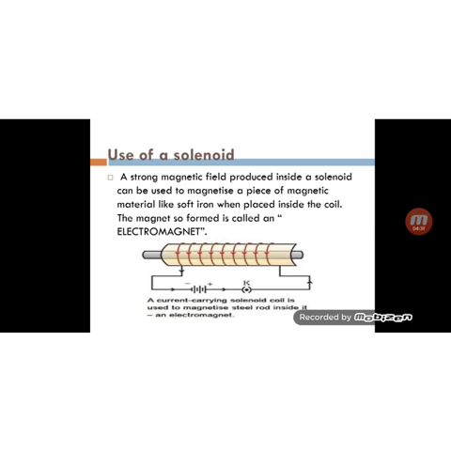A strong magnetic field produced inside the solenoid can be used to magnetize a piece of magnetic material like soft iron when it is placed inside the solenoid. Suppose you take a piece of soft iron, insert it inside the core of the solenoid and pass current through it. It will be magnetized. This is known as the electromagnet.